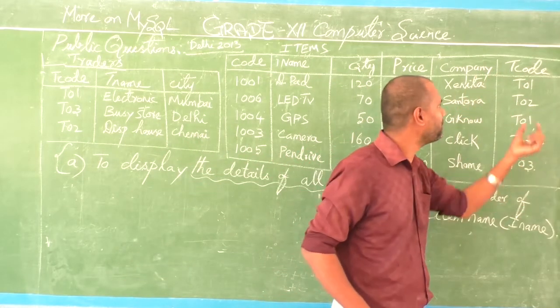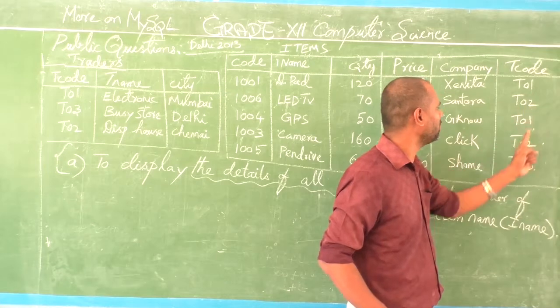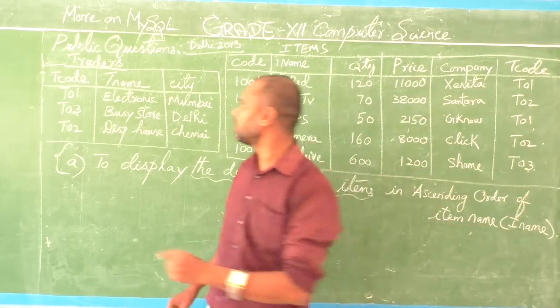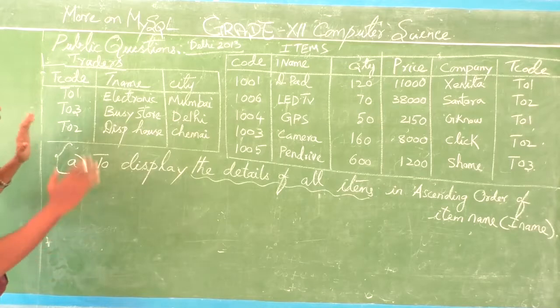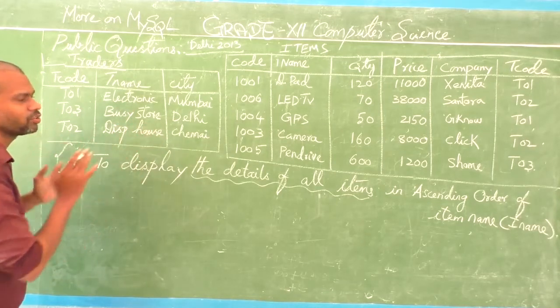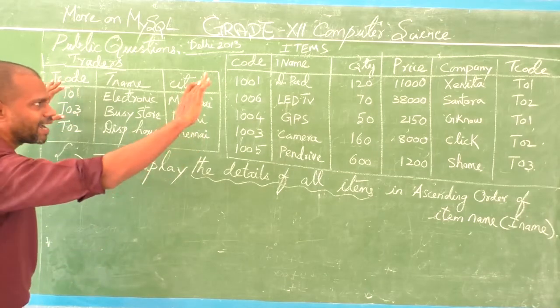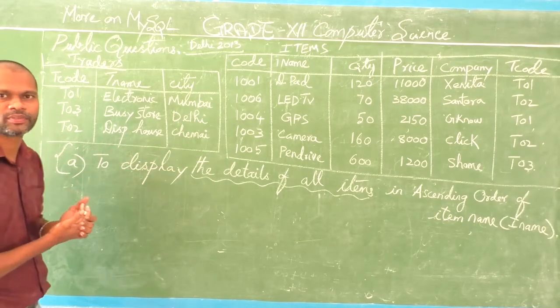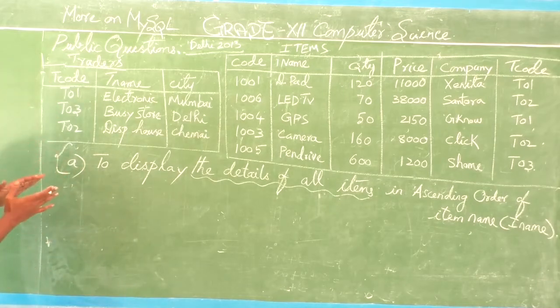Don't forget to compare the values. T01, T02, T03 here, and T01, T02, T03 there. Both are the same. The column name is the same, and the values are also the same. So these two columns make the connectivity between the two tables. Am I right, my dear students? Okay, now you come to the question.